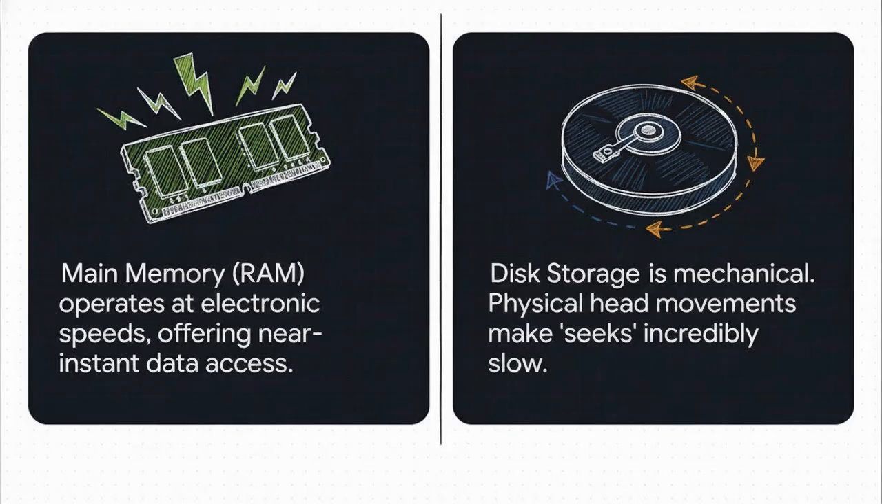Okay, so here's the heart of the problem. Getting data from your main memory, your RAM, is like flipping a light switch. It's electronic, it's insanely fast. But getting data from a spinning hard disk, that's more like having a robotic arm try to find one specific word in a giant library. The slowest part isn't even reading the word. It's the time the arm takes just to move to the right book and open it to the right page. In computing, that physical movement is called seek time, and it is an eternity. It's the real villain of our story.